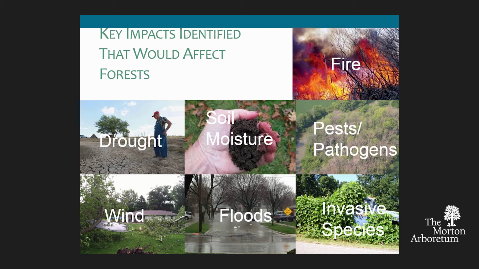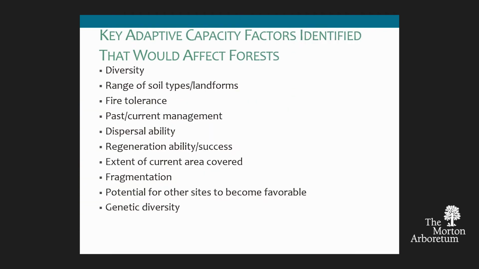So what can we say generally about what we're finding in these vulnerability assessments? There are a number of key things that keep coming up again and again, identified by scientists and managers as major impacts. These include things like fire, drought, changes in soil moisture, changes in pests and pathogens, changes in wind, floods, and invasive species, among many others. But those are things that keep coming up.